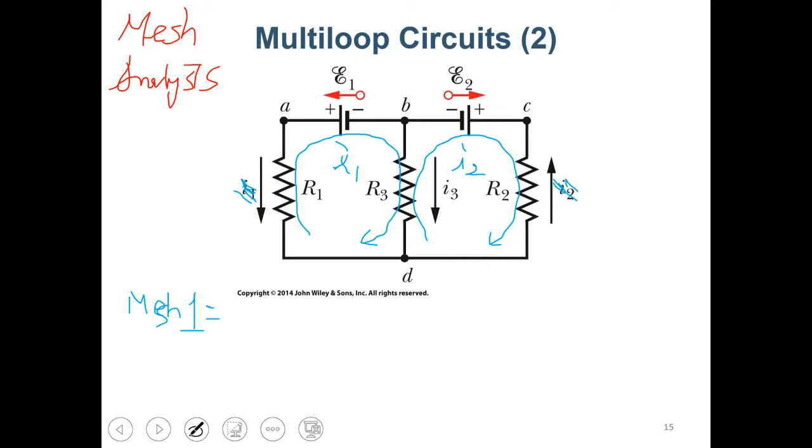First of all, we have the R1, so from this point to that point, we have a voltage drop I1 R1, which is a voltage drop, and then from A to B, E1 is also a voltage drop. But for R3, we can see I1 going this way and I2 going this way.